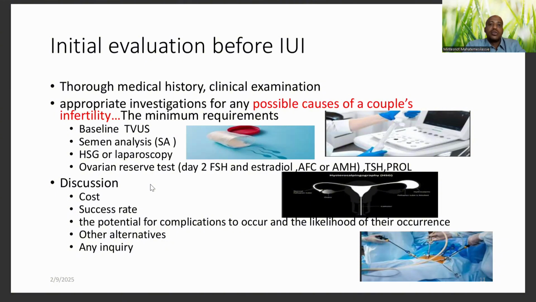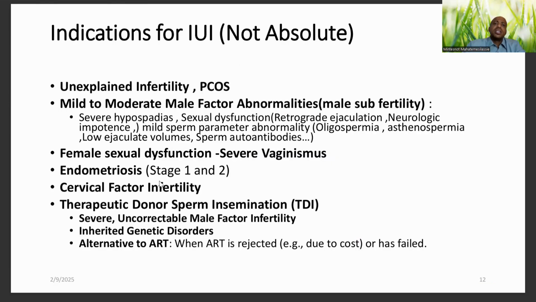During initial evaluation, you also have to discuss the cost, the success rate, and the potential complications of IUI, and you have to give alternative management, including ovulation induction or IVF, and ask if there are any questions. So the indications of IUI are not absolute, because we have other alternative management. For every indication, we have ovulation induction or IVF, determined based on patient preference and after discussion with the patient.